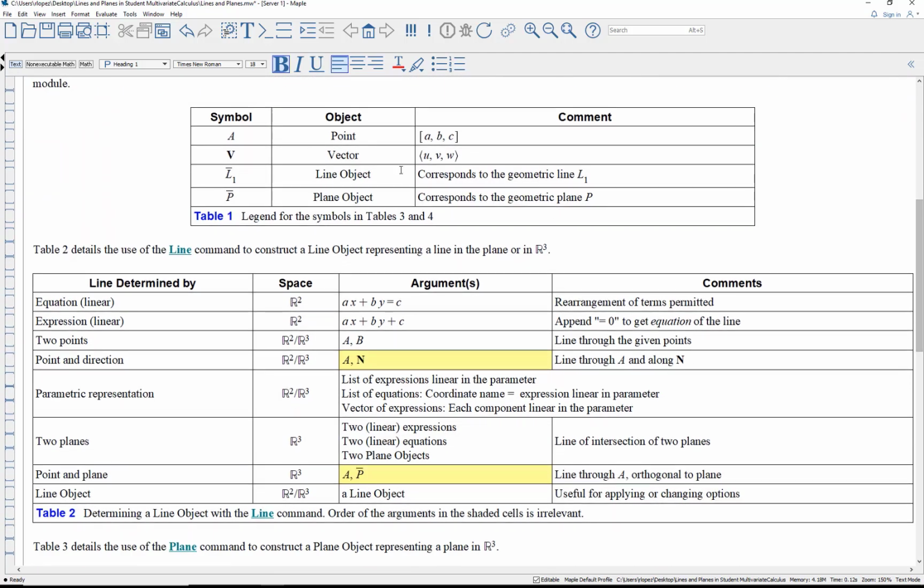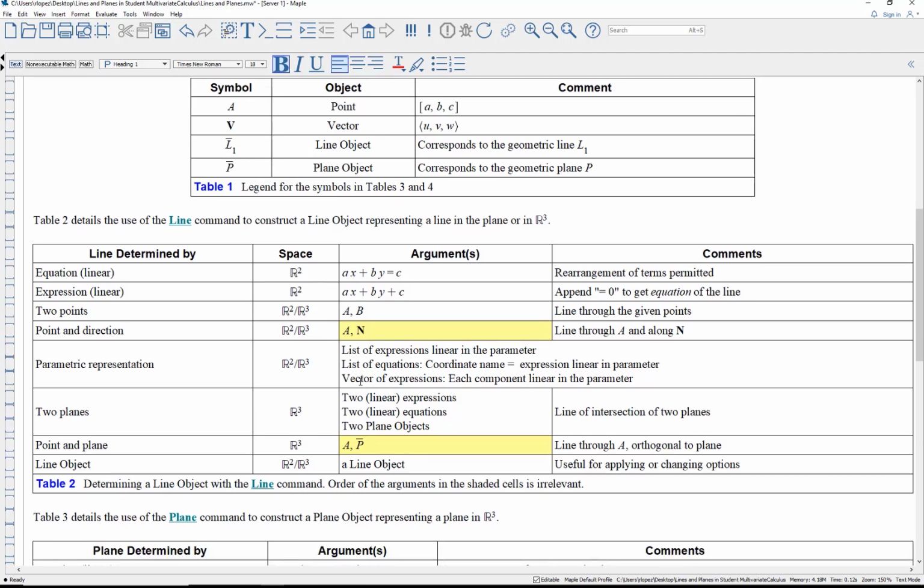Here is some notation that you'll see in these tables. If you have an equation of a line, or an expression which when set equal to 0 gives you a line, that will determine a line in the plane. 2 points, whether in 2 space or 3 space, will determine a line. A point and a direction, in 2 space or 3 space, will determine a line.